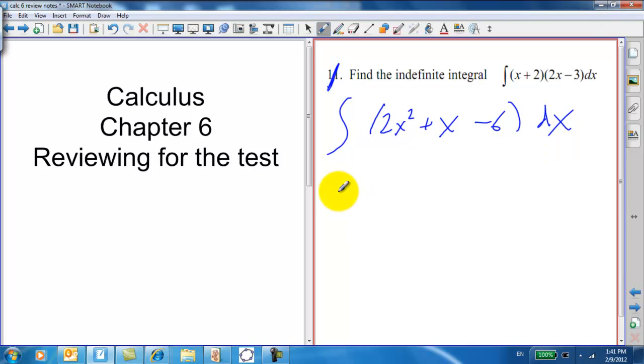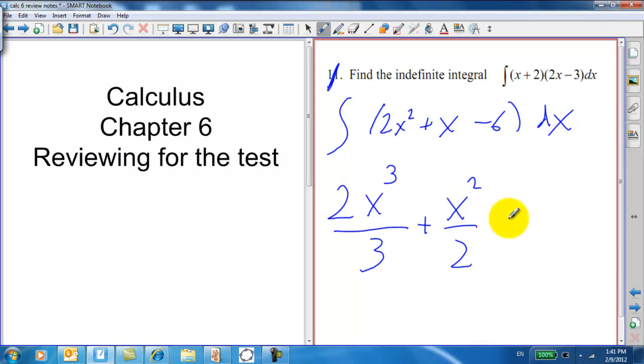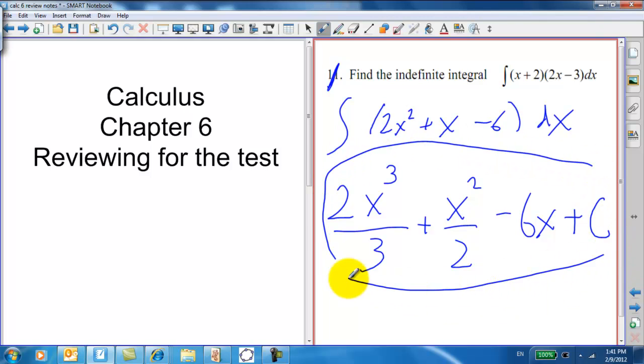Now we can crank up each part. 2x to the 3. Notice I take the 2 power and crank it up one because we're doing the antiderivative, and divide by the new power. This is x to the first, so when we crank it up, it'll be x squared over 2 minus 6x, and don't forget your constant of integration. There you go. All set with that.